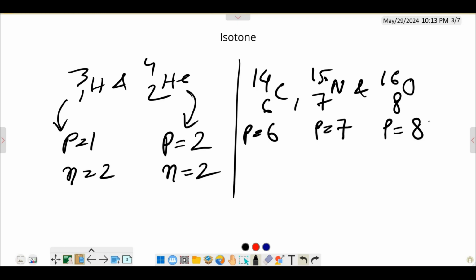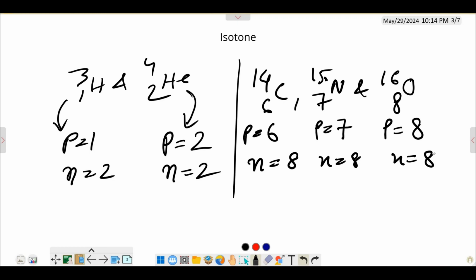So number of protons are different in all these cases. But if you calculate the number of neutrons, then in all these cases the number of neutrons will be equal to 8. So number of neutrons are same. Therefore these three atoms can be called isotones to each other.